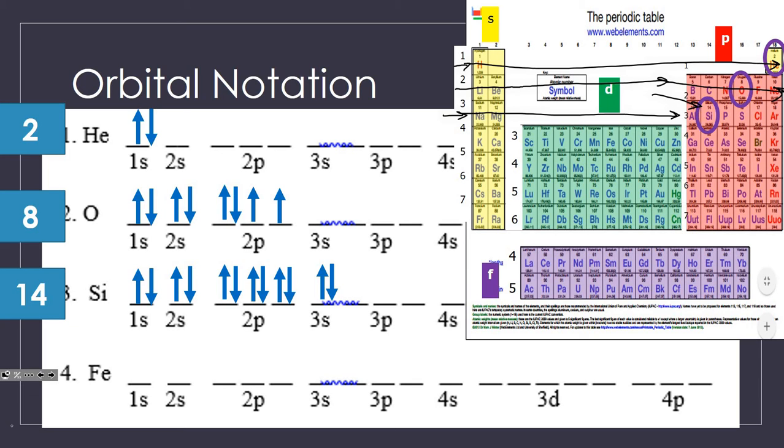3P, how far am I? 2. So when I get to the 3P, it has 3 rooms, right? But I'm only going to put 2 in. Done.